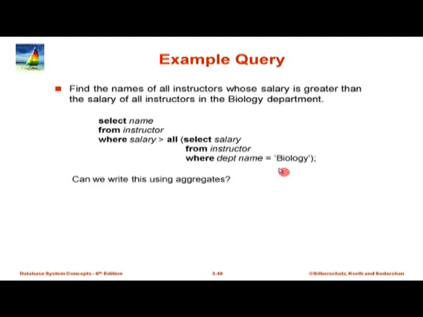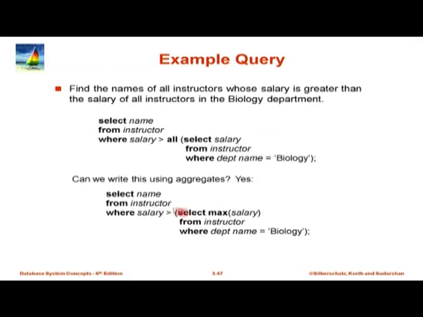I think it should be intuitively clear that if it's greater than all of the salaries, it must be greater than the max of the salaries and vice versa. If it's greater than the max, it's clearly greater than all. So the basic idea is to find the max salary and then check if it is greater. That is in the next slide. Select name from instructor where salary greater than, select max salary from instructor where department name is biology. I hope this query is clear.